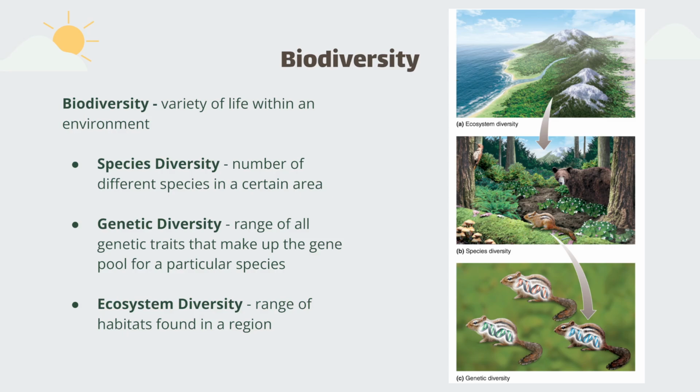Ecosystem diversity is a range of habitats found within a region. Think of how different a mountain range is from a coastal area. Species diversity is the number of different species within a certain area. For example, the different types of plants and animals found within a forest. And lastly, genetic diversity is the range of all genetic traits that make up the gene pool for a particular species. It's what gives individuals within a species, like these chipmunks, different traits and helps them adapt.